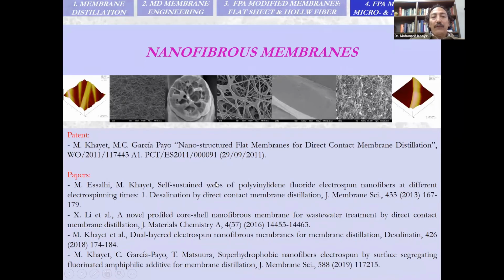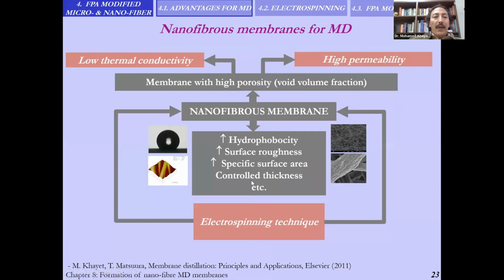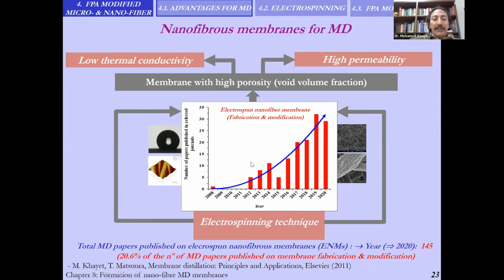Let's move now to nanofibrous membranes. In 2008, we proposed for the first time the use of nanofibrous membranes for MD technology because of their high permeability, low thermal conductivity, high porosity or void volume fraction, and other suitable parameters for an MD membrane. And these membranes are normally prepared by the electrospinning technique.